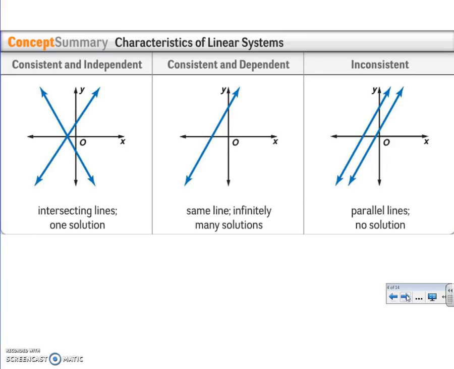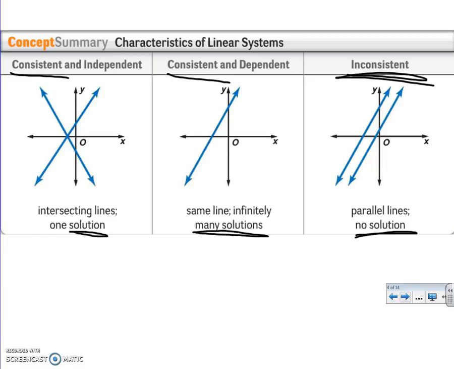Also make sure you know about these. You have the words consistent, inconsistent, and dependent and independent. Consistent just means there's a solution. Doesn't matter how many, but there's a solution. So one solution here, consistent, many solutions, consistent. Inconsistent is by itself, means no solutions. Either they're parallel or they just don't cross.